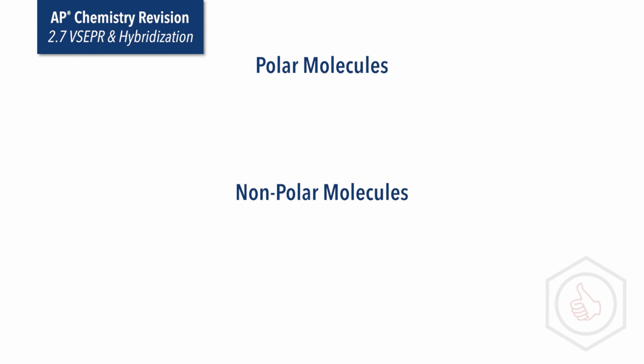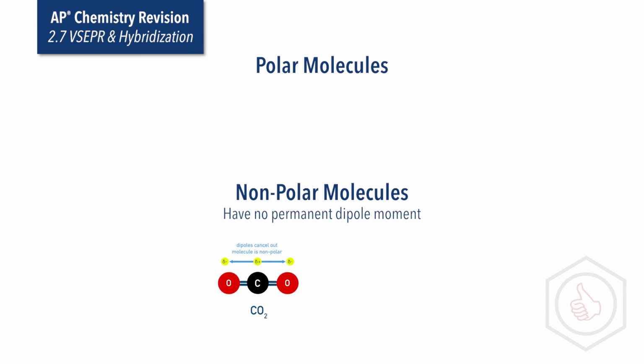Remember, a bond can be polar if the 2 bonding atoms have different electronegativities. Non-polar molecules have no permanent dipole, so even if they contain polar bonds, the bonds are arranged so the dipoles cancel out, giving a non-polar molecule. For example, carbon dioxide and tetrachloromethane.